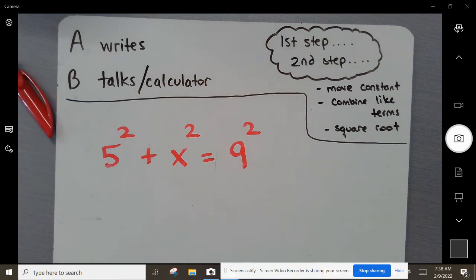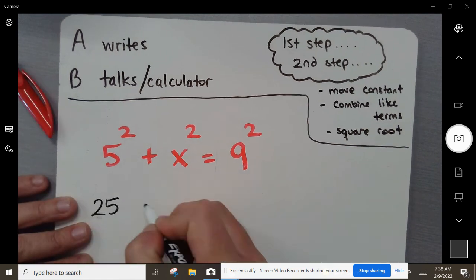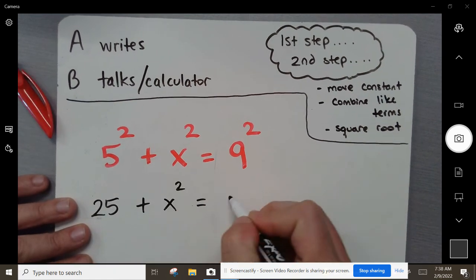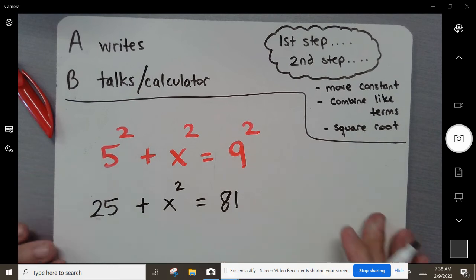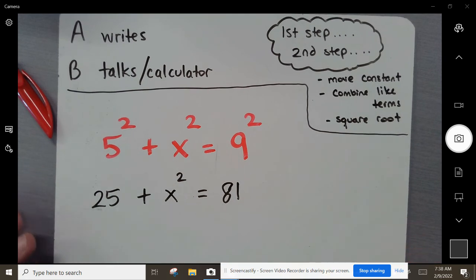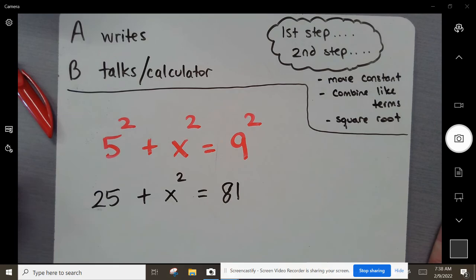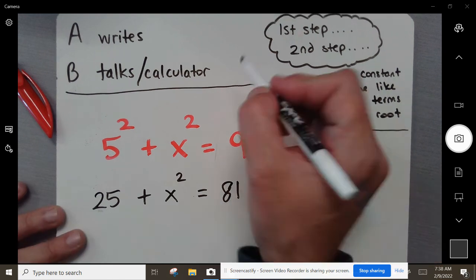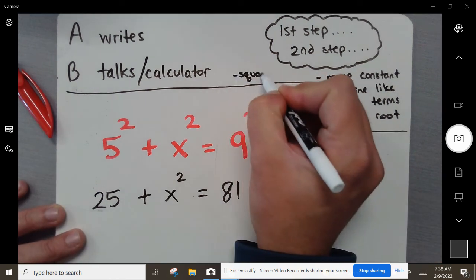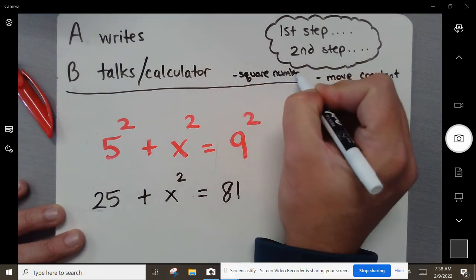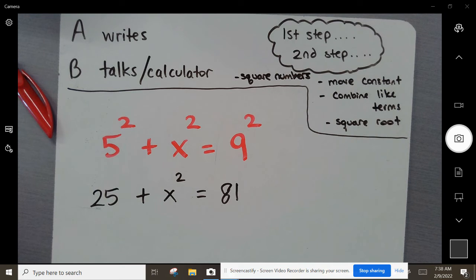All right, let's check our work. So 25 plus x squared equals 81, right? So then I would say square the numbers first. That would be another one you could put up here. First step, square the numbers, all right? We could put that up there. Square numbers, because that's going to come up a lot. So we squared them.